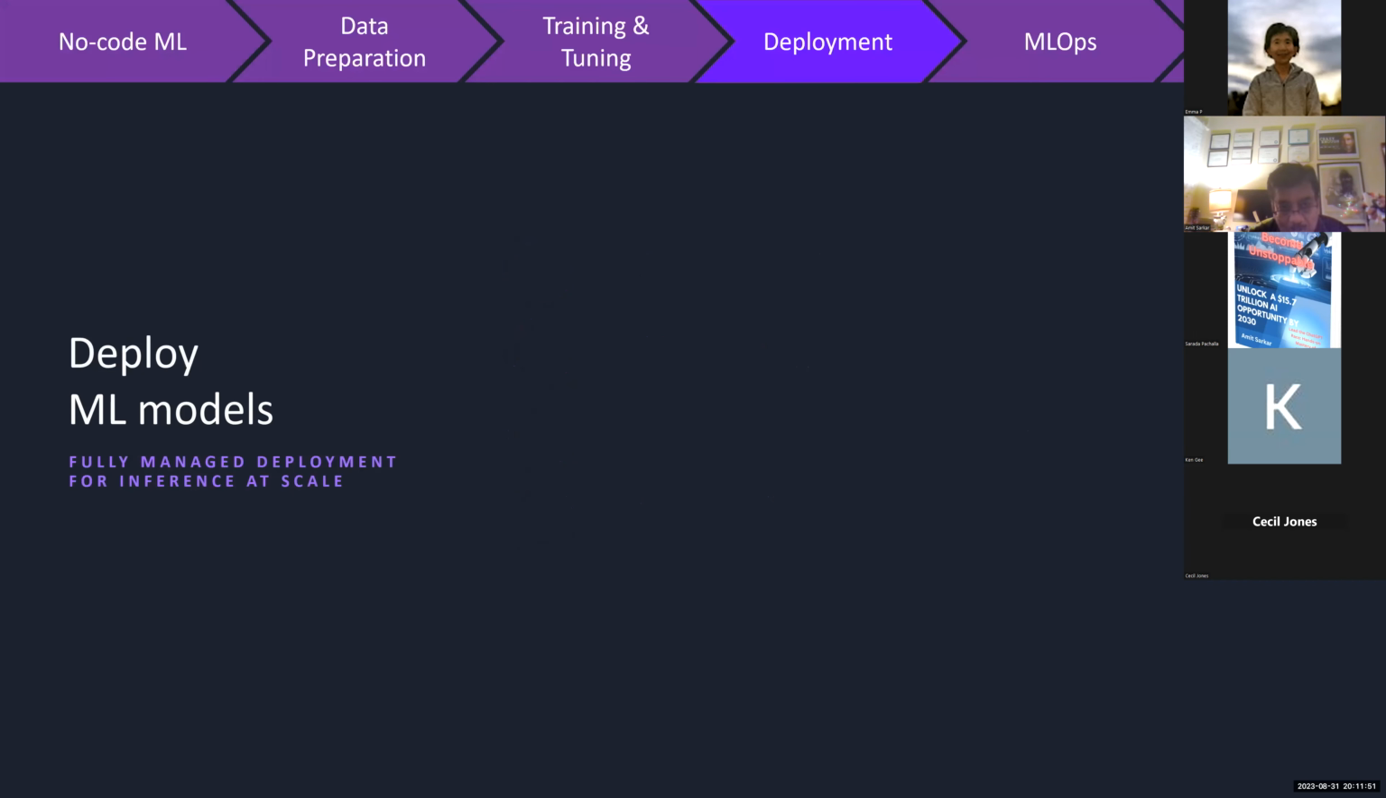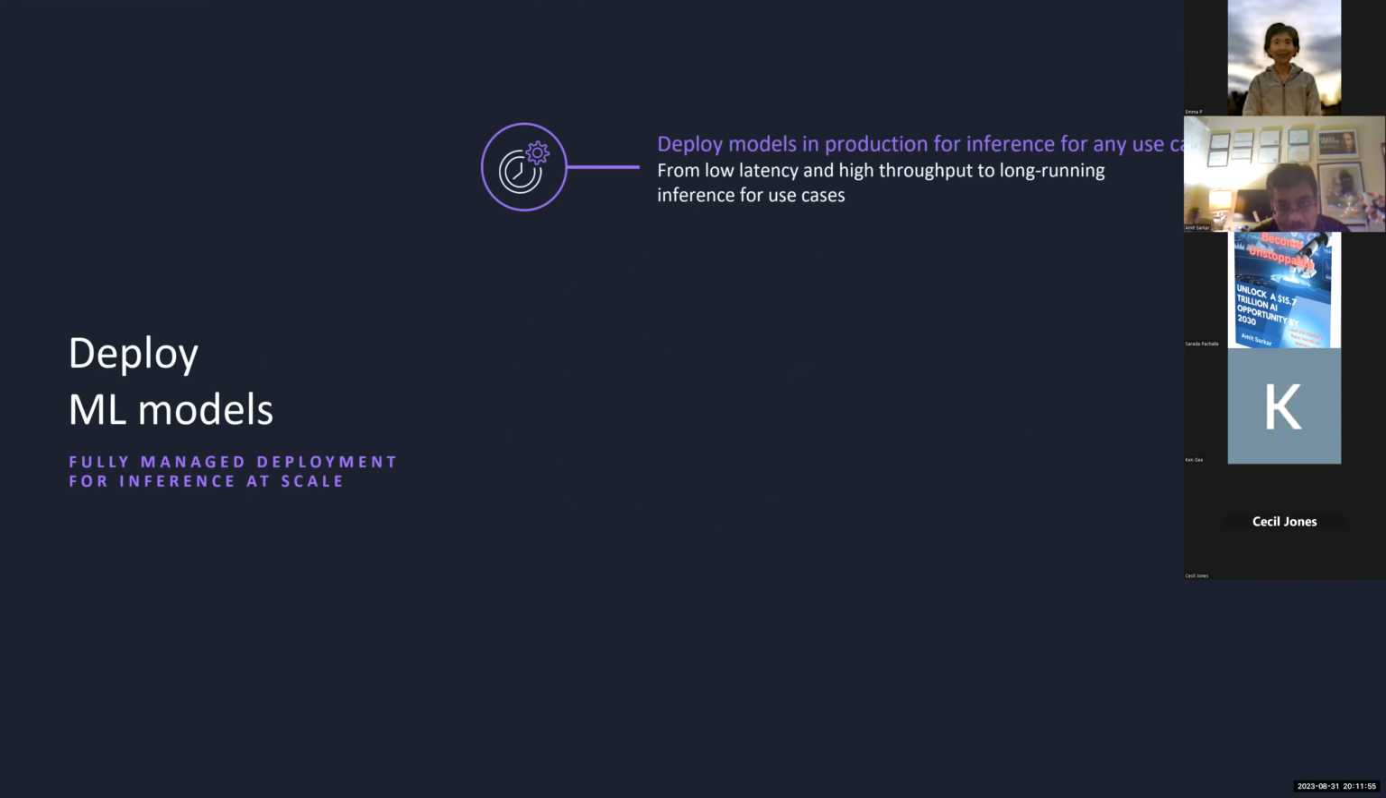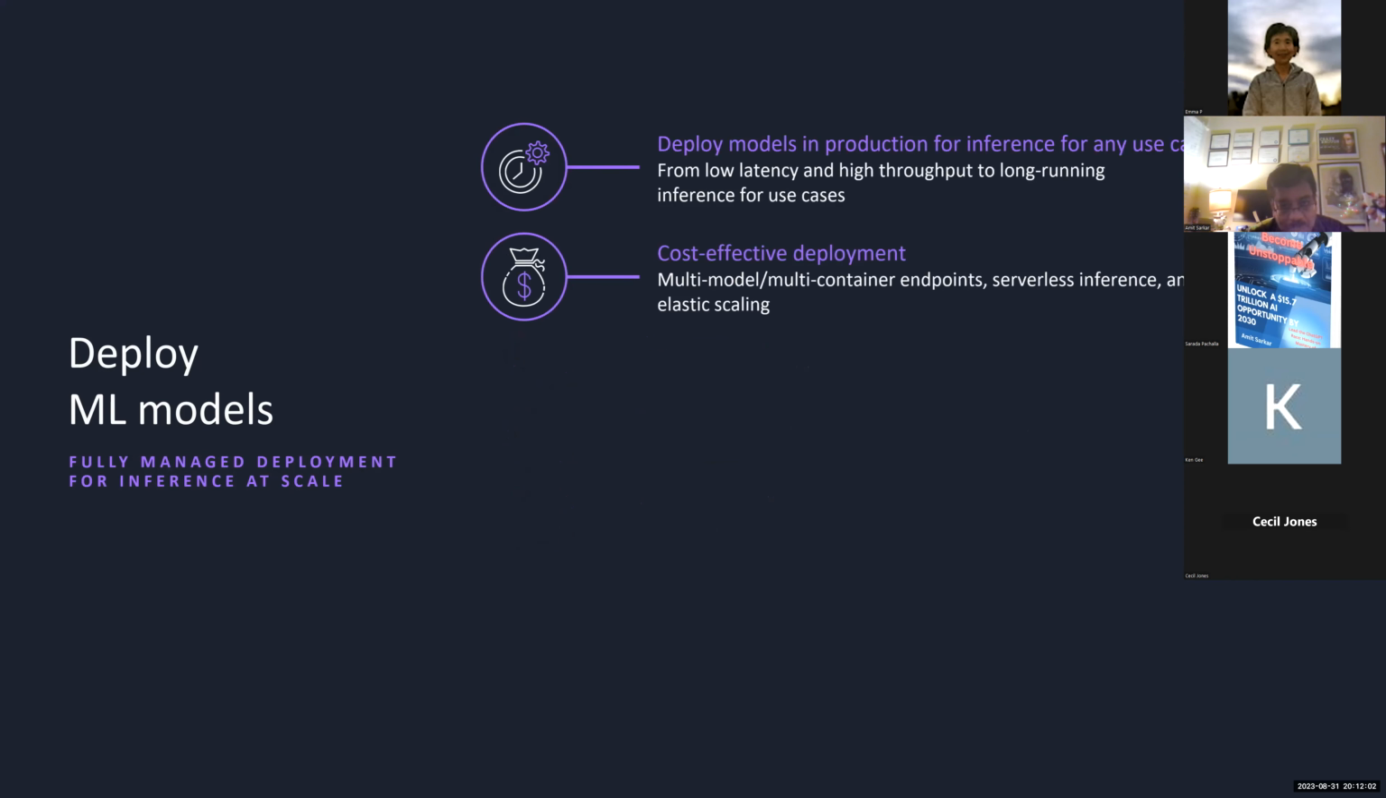And then we are talking about deployment. You do all kinds of deployment. You deploy models into production, as I said. And then you also have cost-effective deployment. That's SageMaker, because a lot of things are already pre-built, so you don't have to build anything from scratch, and there could be multi-model.